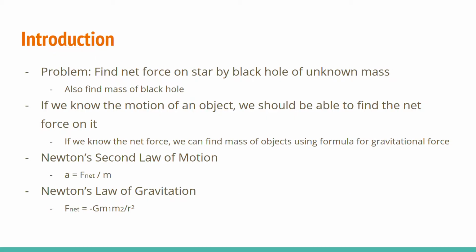The problem we're trying to solve is finding the net force on a star by a black hole of unknown mass. In addition, we're also trying to find the mass of this black hole. In theory, if we know the motion of an object, we should be able to find the net force on this. This is made possible by Newton's second law of motion and Newton's law of gravitation.